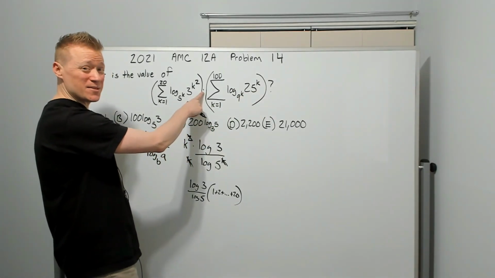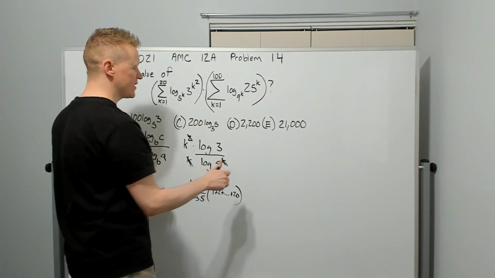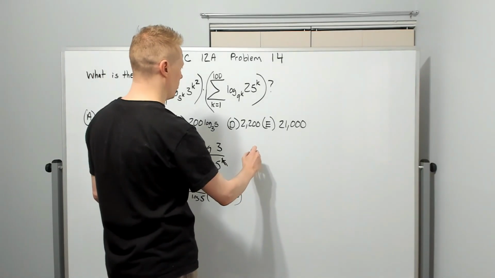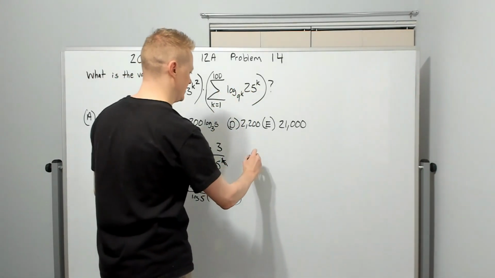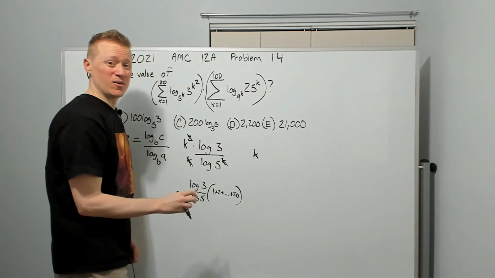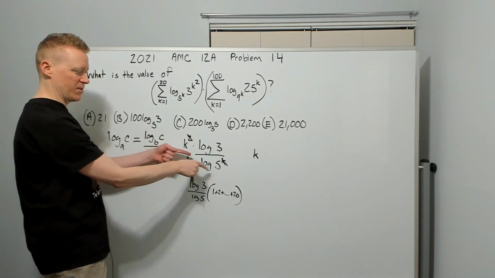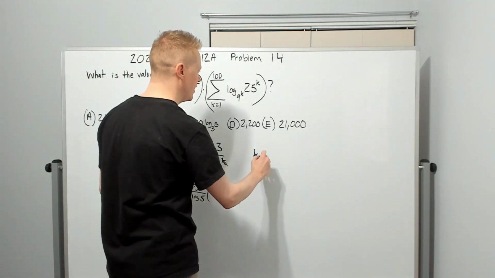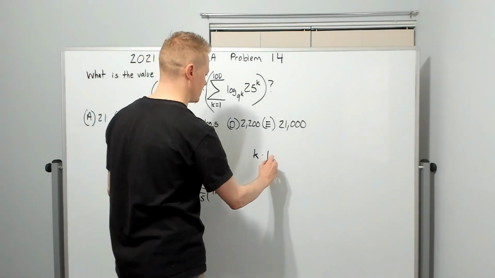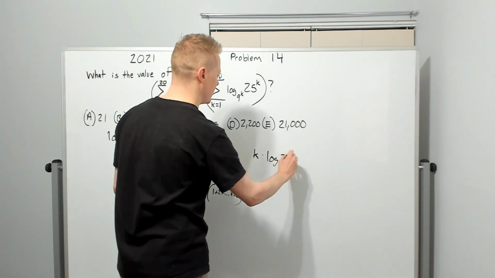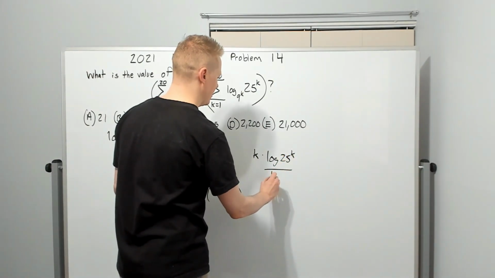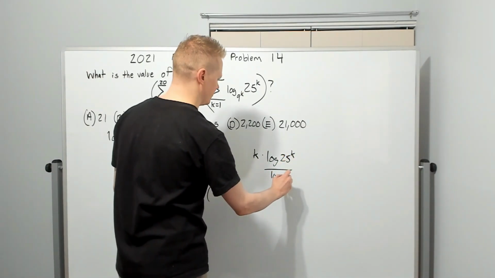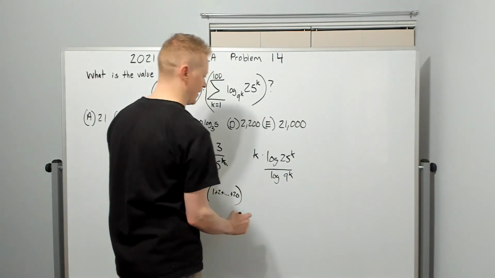This is a times in the middle. You're not adding. Let's get to breaking this one down. We're going to have the k come in front, and you should be able to see it right now. You can see it, right? You saw what happened with this. You saw how that k came out. This k is going to come out too. You're going to get k times log of 25 to the k over log of 9 to the k.